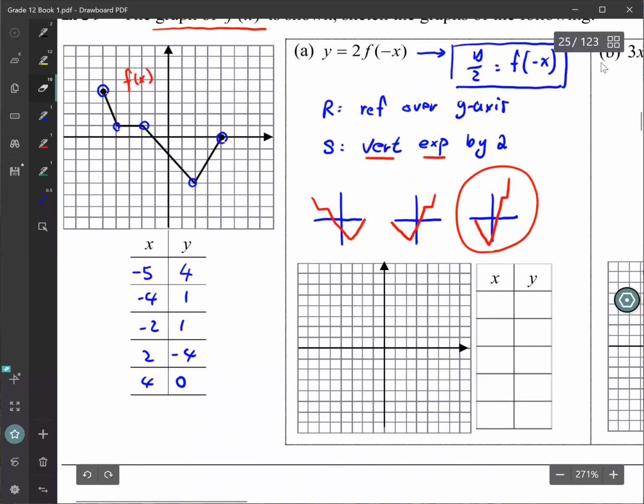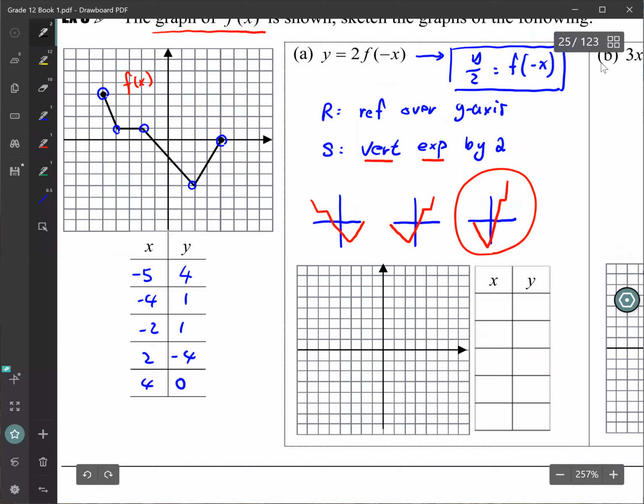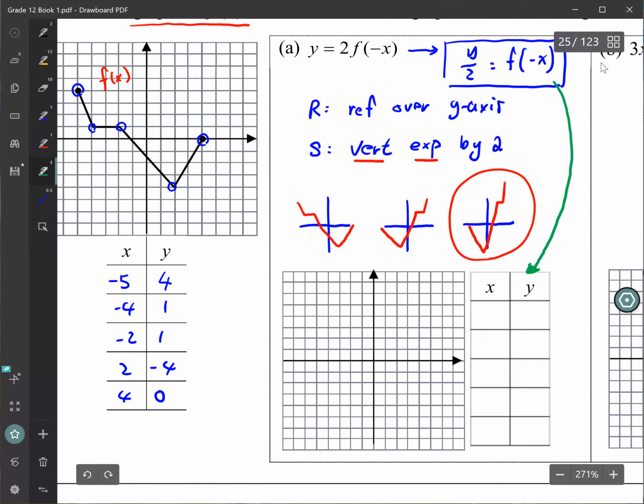Now to get the points, you will just simply use your story form, okay? So here is why story form is so important. Whatever you see on the x part, you apply to the x values. Whatever you see on the y, you apply to the y. For example, here you see a negative on the x, so all the x values, you times by negative. So what's the new x value now?